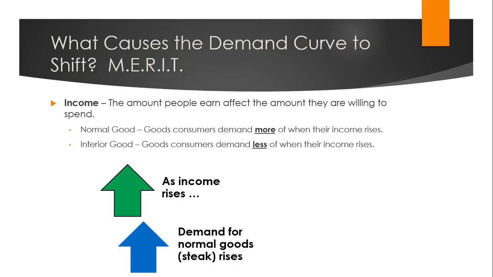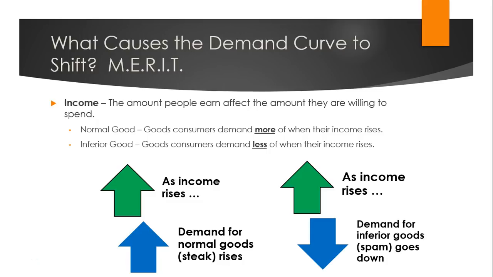On the opposite, we have inferior goods. These are the things that we don't want to buy as much when we make more money. So if I make more money, I buy fewer inferior goods. So the opposite of steak, maybe spam. I'm not going to buy spam if I'm making more money. I'm just making that comparison of a normal good, something like steak, to an inferior good, something maybe like spam.